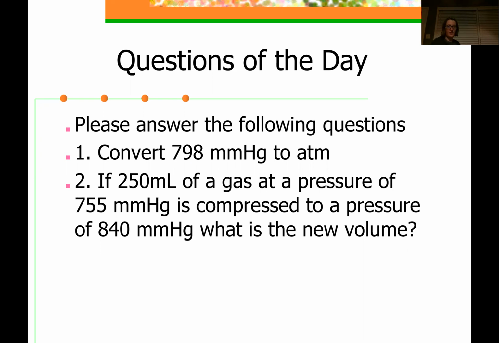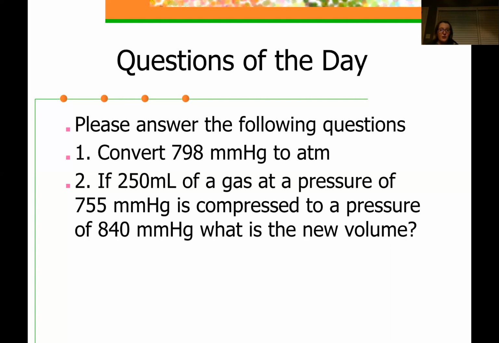All right, so let's fill in what we know. P1, pressure 1 is, so I'm looking for a unit of pressure, mmHg is on there, so that's 755 mmHg. V1 is 250 milliliters. It's going to be compressed to a pressure of 840 mmHg, which is P2, and I'm trying to find V2. V2 is my X. So let's make a quick prediction, right? And then I'll plug it in.